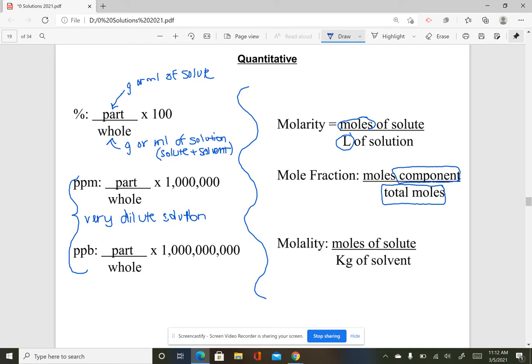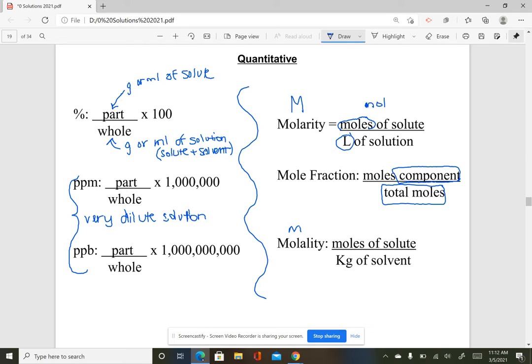Just to give you guys what these units are going to look like, molarity is abbreviated capital M. Moles is MOL, and liters is liters. For molality, which sounds very close to molarity, the unit is lowercase m. So that's how you're going to tell the difference.